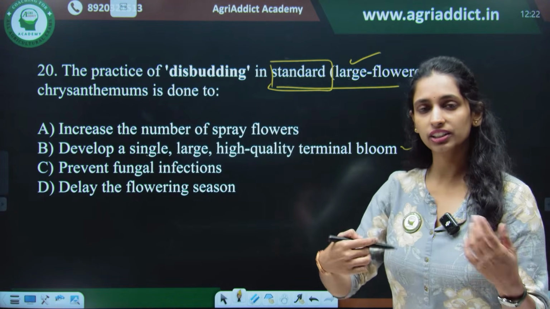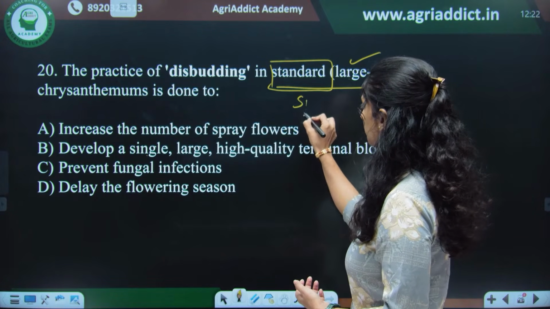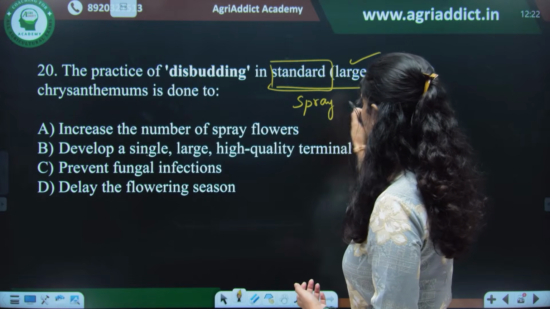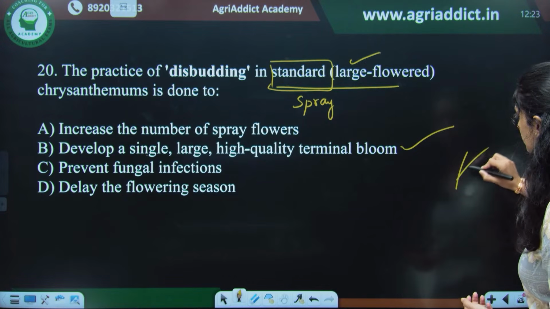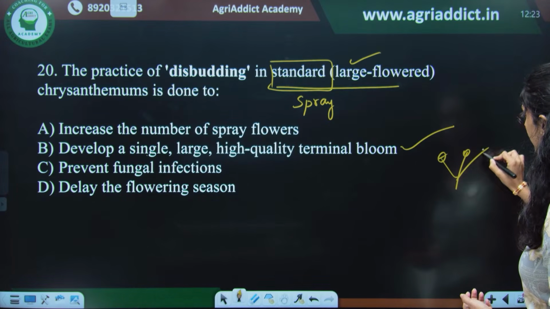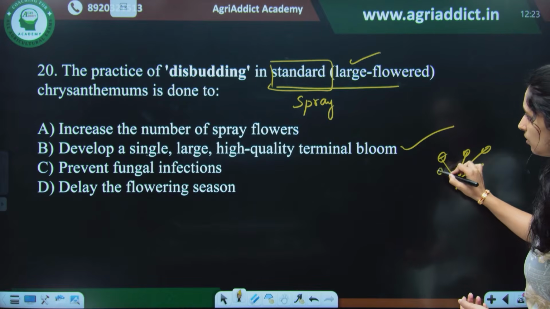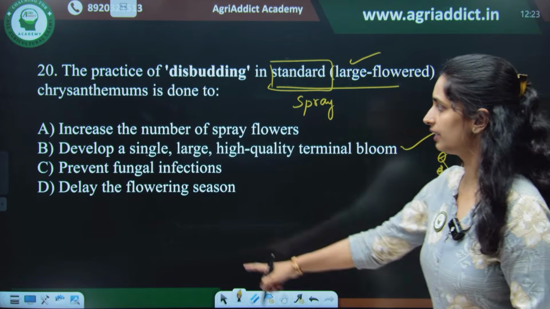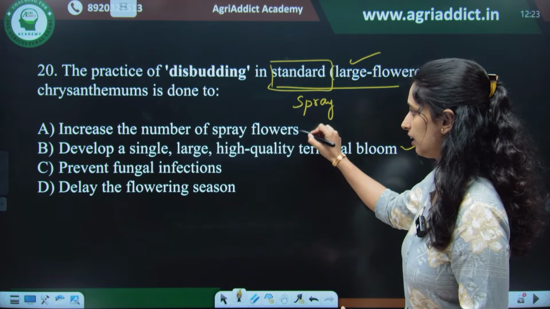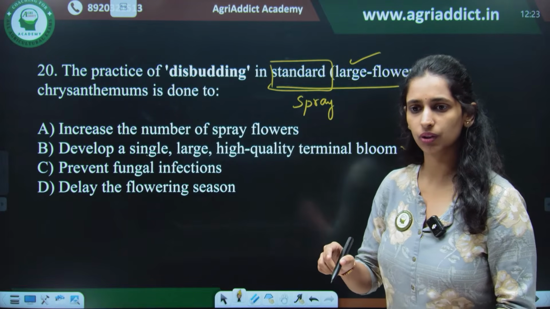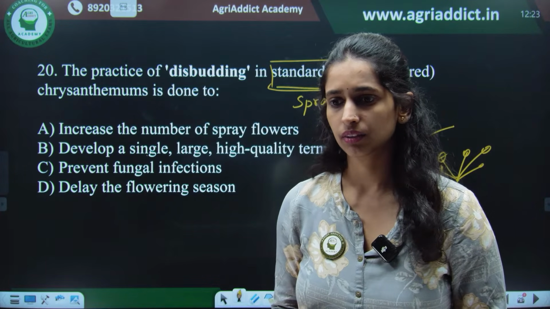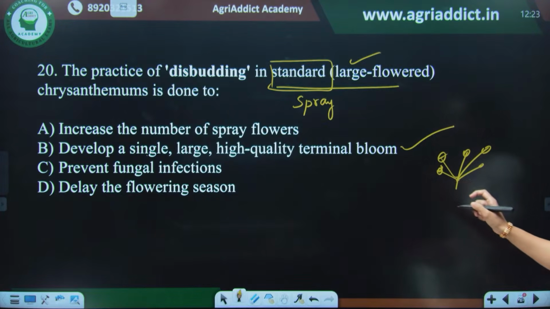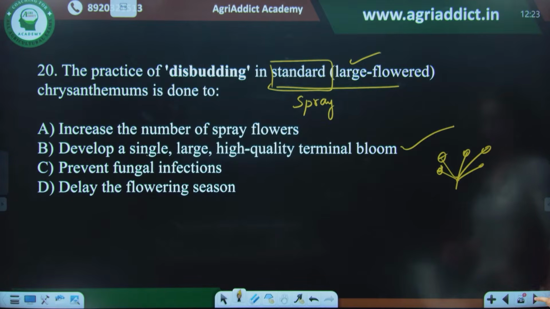वही तो क्वेश्चन थोड़ा चेंज किया. स्प्रे टाइप में क्या होता है? स्प्रे टाइप मतलब देयर विल बी एक ही प्लांट में बहुत सारा ब्लूम्स आना चाहिए हमें, एक ही नहीं. So that time increase the number of spray flowers. Answer will become A. Okay. So for this correct answer is B, because the terminal flower.